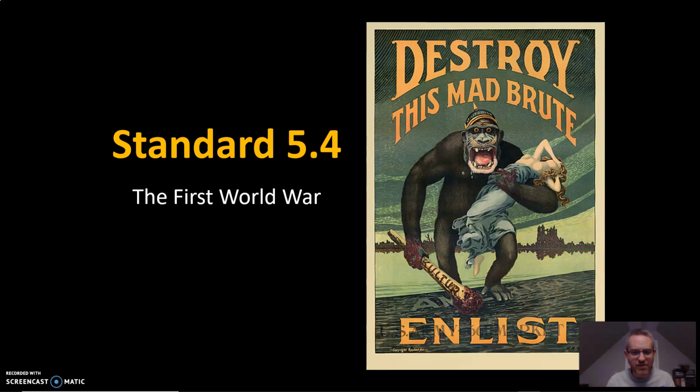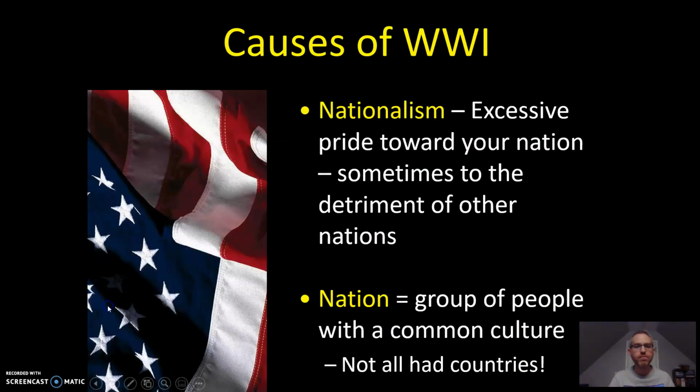Well, hey guys, today we're going to dive in and take a look at Standard 5.4, which deals with the First World War. We've already seen how American imperialism has caused us to bump up against some other countries like Spain and China, and we've had some conflicts. And now we're going to see what happens when this happens on a global scale, World War One.